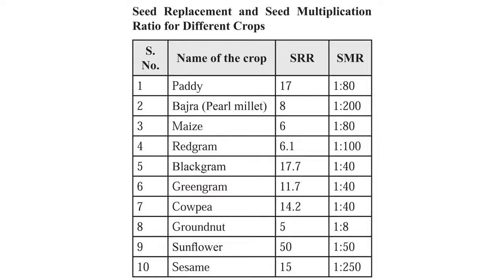Black gram, the replacement rate is 17.7 and the multiplication rate is 1:40. Green gram, the replacement rate is 11.7 and the multiplication rate is 1:40. In cowpea, the replacement rate is 14.2 and the multiplication rate 1:40. In groundnut, the replacement rate is 5 and the multiplication rate is 1:8. In sunflower, the replacement rate is 50 and the multiplication rate is 1:50. In sesame, the replacement rate is 15 and the multiplication rate is 1:250.